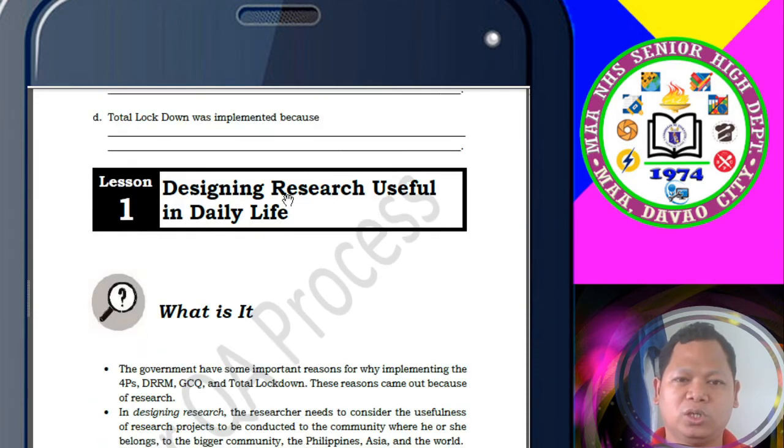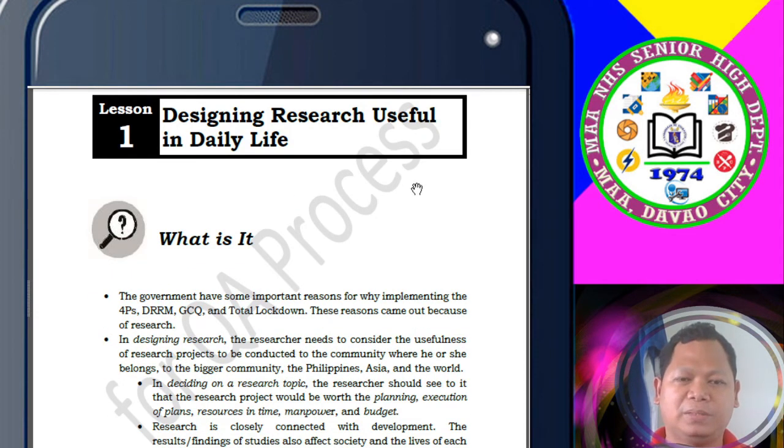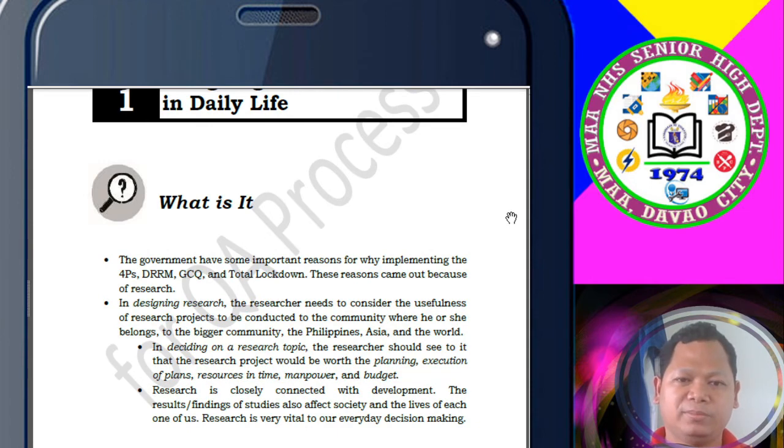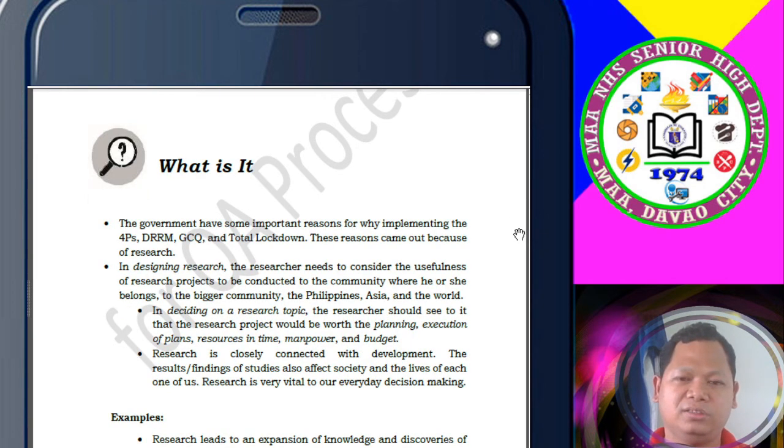Okay, so now we will go to our lesson proper. Designing a research useful in daily life. What is it? The government has some important reasons for implementing the 4Ps, DRRM, GCQ, and total lockdown. These reasons came out because of research. So put that in mind. Why do we need to wear masks and face shields today? It's because of research.